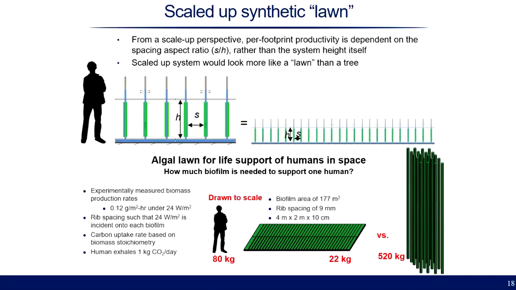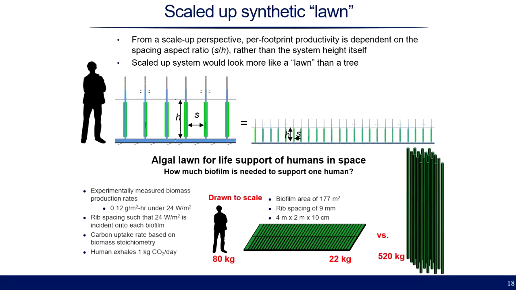Okay, so this is how we envision scale up of such a system. We realized that the actual absolute magnitude of the height of the system is not what drives productivity. What drives productivity is this ratio of the height of one of the synthetic leaves to the spacing between the synthetic leaves. So these two cartoons at the top are similar from a productivity perspective. They have equal algae surface area, and the one on the right is shorter and looks more like a synthetic lawn than a synthetic tree.